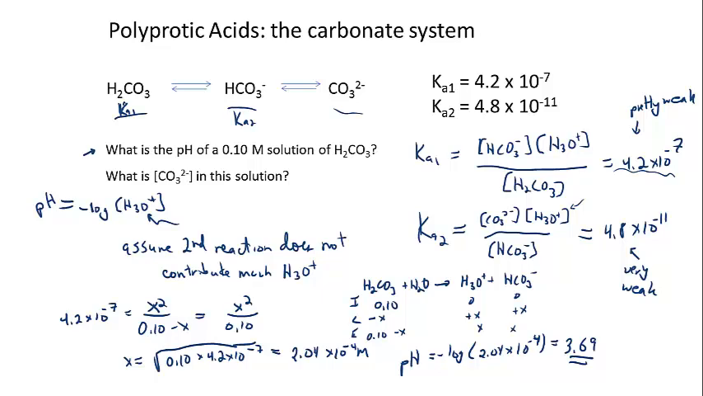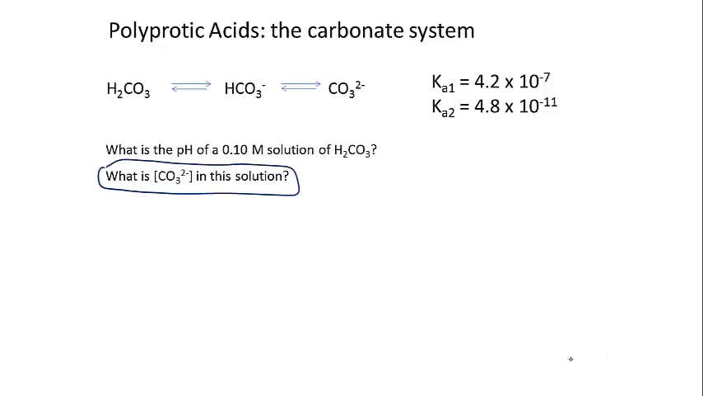Okay, so that's the first part. Now we want to look at the second part of this reaction. Let's remind ourselves that x here is the concentration of the hydronium ion and the concentration of the hydrogen carbonate ion. For the second step, we want to find the carbonate ion concentration for this system. If we started with 0.1 molar carbonic acid, we made 2.04 times 10 to the minus 4 molar hydrogen carbonate, and also 2.04 times 10 to the minus 4 molar hydronium ion.